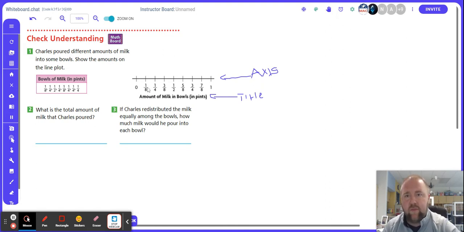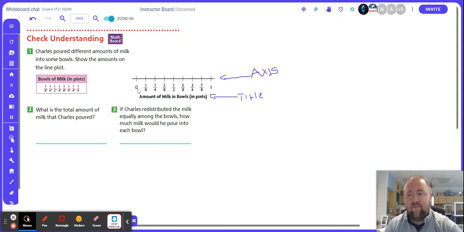So this would be 1/8 pint, 1/4 pint, 3/8 pint, 1/2 pint, 5/8 pint, 3/4 pint, 7/8 pint, and 1 pint. They are all organized from least to greatest. Now, if you wanted to check, a common denominator for all these would be 8. So this would be 1/8, 2/8, 3/8, 4/8, 5/8, 6/8, 7/8, and 8/8.